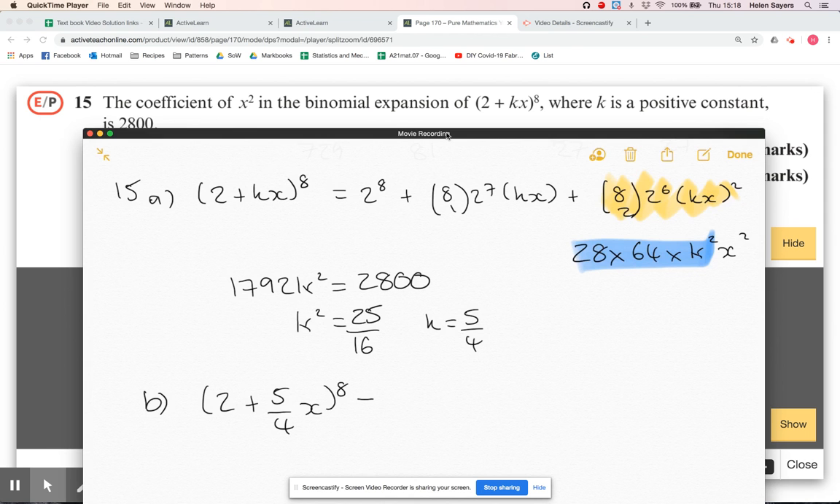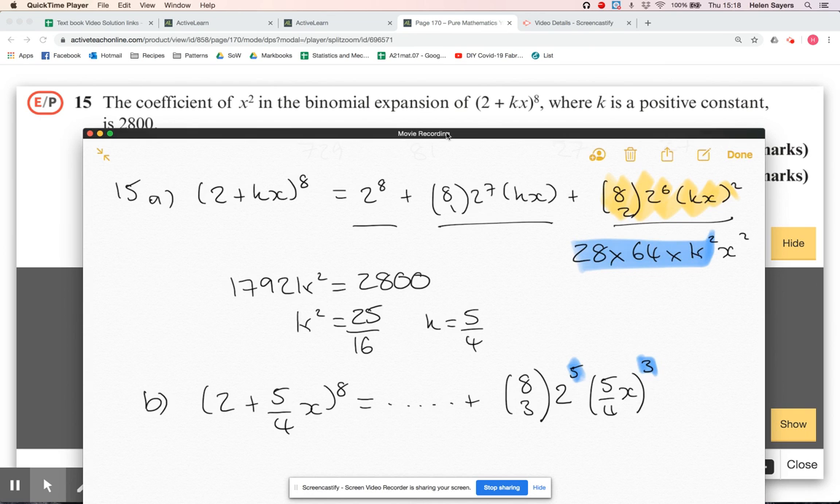Now we know that k is 5 over 4, and we want the x cubed term. I've written the constant, the x term, and the x squared term out already, but let's go straight to the x cubed. It will be 8 choose 3, 2 to the power of 5 and 5 over 4 x to the power of 3. The powers will always add up to 8.